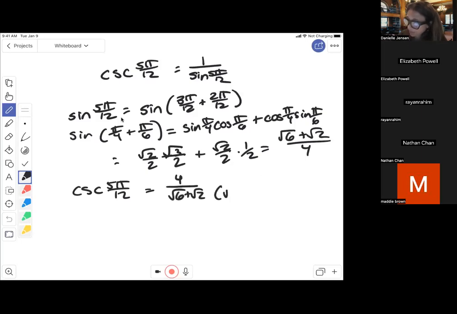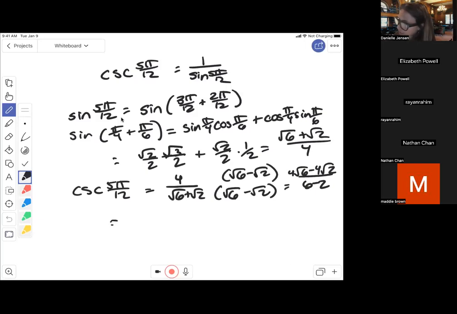But I said you had to simplify in this case. So you need to rationalize by multiplying by the conjugate of the binomial, root 6 minus root 2. This would give you 4 root 6 minus 4 root 2 over 6 minus 2, which ends up being 4 root 6 minus 4 root 2 over 4, or root 6 minus root 2. So once you know what to do, the hard part is making sure you rationalize appropriately. Okay, thank you.